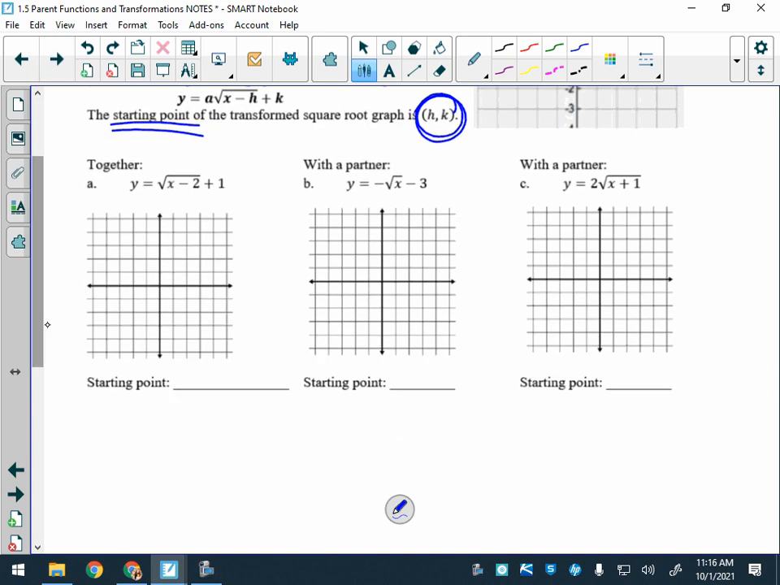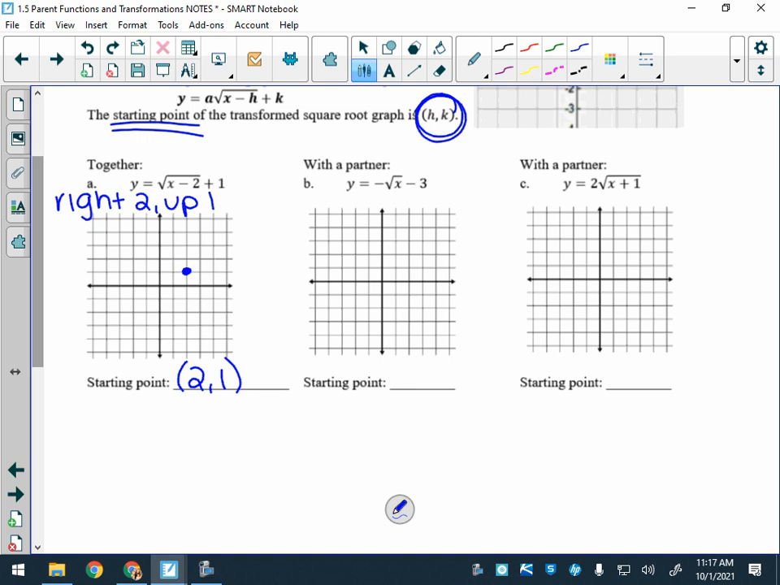So, in A, what is our starting point? Sam? 2, 1. So that means what direction did it head in? Who could name one? Go ahead. Right 2, up 1. Okay. So we started originally 0, 0. Now we're right 2, up 1.